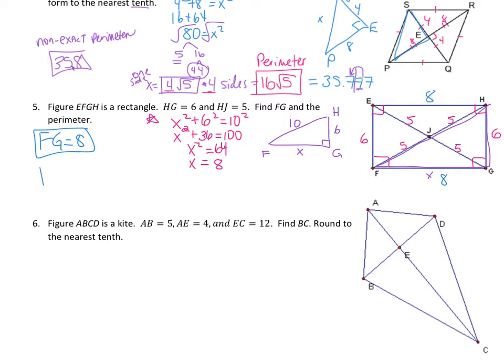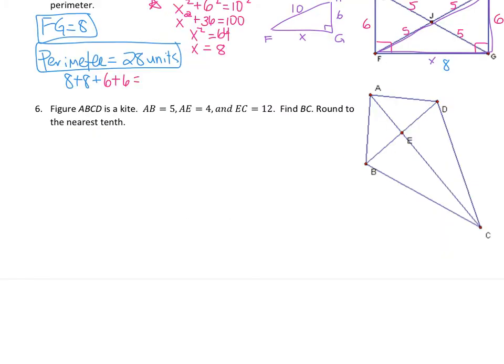So if we find our perimeter then, we would add up all 4 sides. So 8 plus 8 plus 6 plus 6. And we get 28 units. Now that you got that one, I'm going to go through this next one a little bit faster.